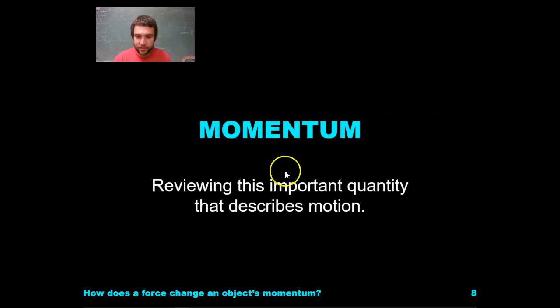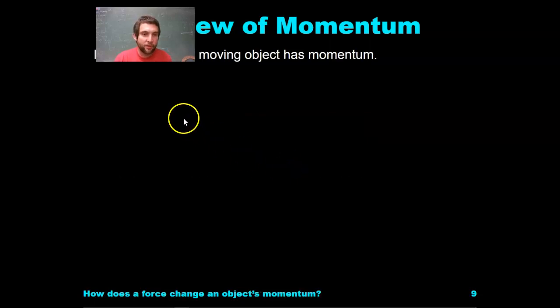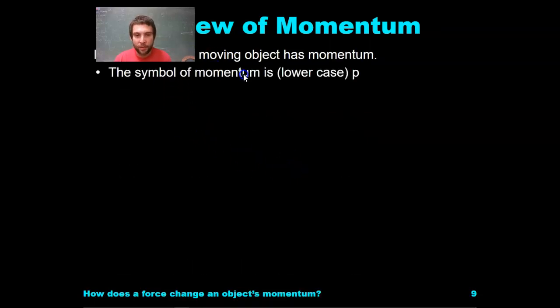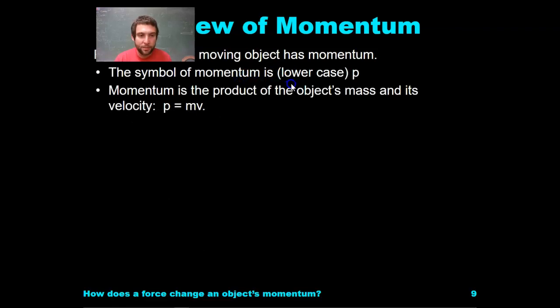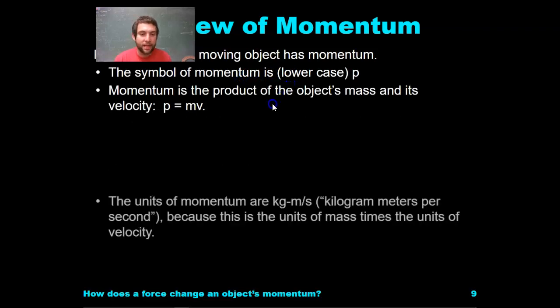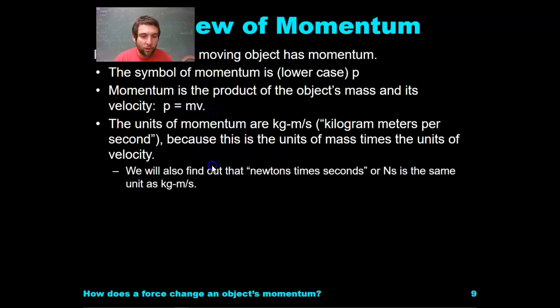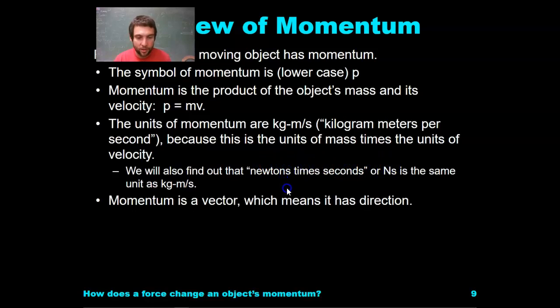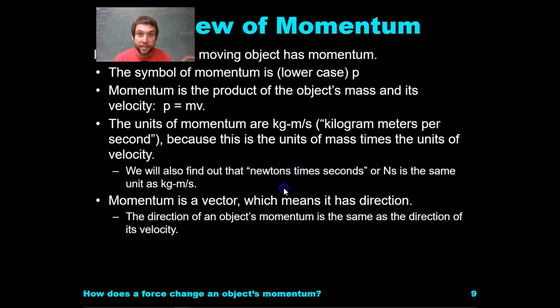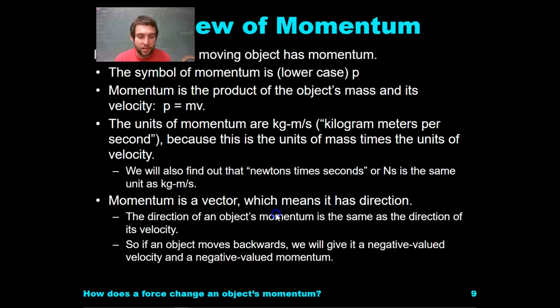Momentum, reviewing this important quantity. A moving object has momentum. Symbol is lowercase p. Momentum is the product of the object's mass times velocity. The units of momentum are kilogram times meter per second because this is the unit of mass times velocity. We'll also find out that Newton times second is the same thing as kilogram times meter per second. Momentum is a vector, which means it has direction. The direction of an object's momentum is the same as the direction of its velocity.